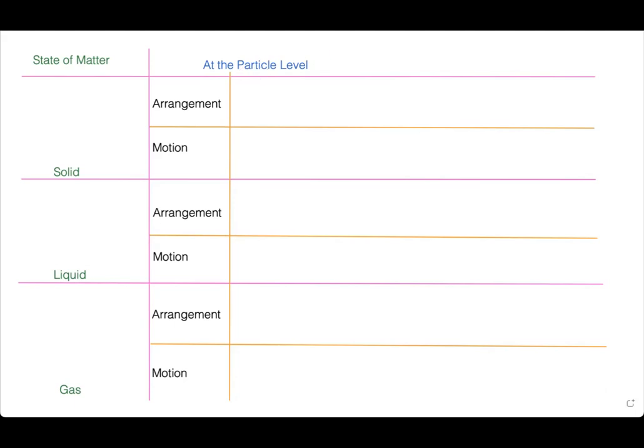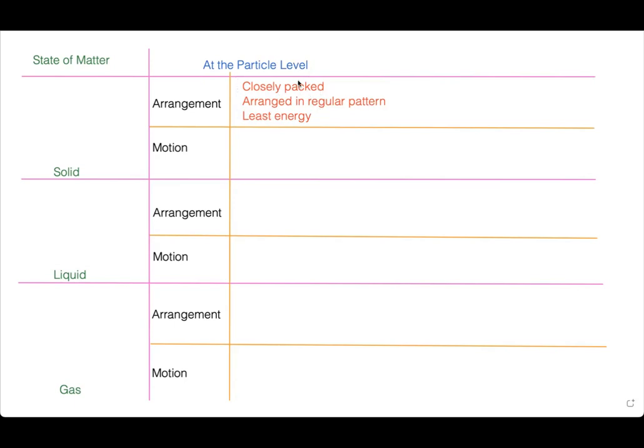First of all, for the solid itself, what is the arrangement that you can think of? First of all, they are closely packed, arranged in a regular pattern, and the particles have the least energy. Okay so far? They are closely packed, arranged in a regular pattern, and have the least energy.